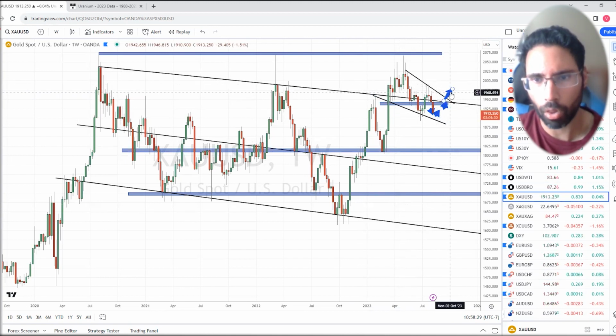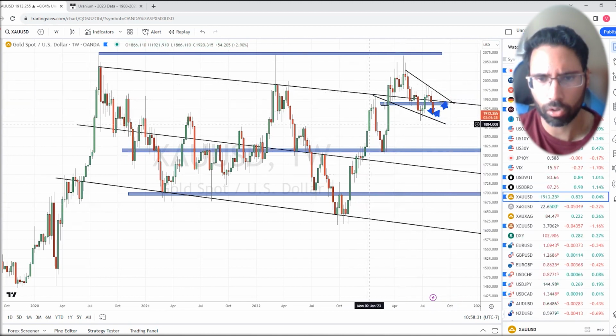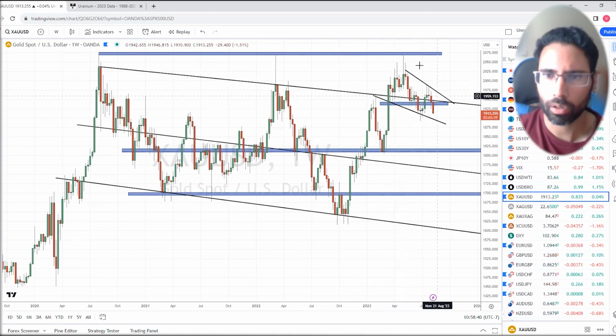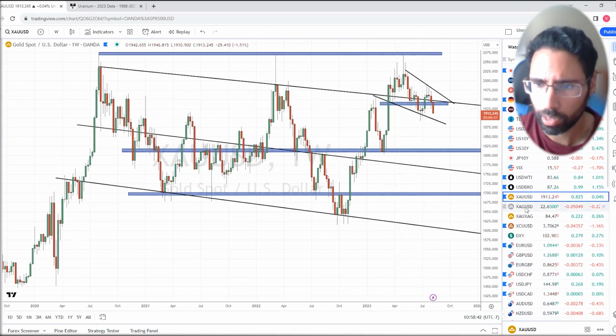So just keep an eye on that because, like I said, technically on the larger time frame, we are still in that longer uptrend. And this is just a channel that I think we should keep an eye out on, the flag pattern, sorry, that I've just drawn out.